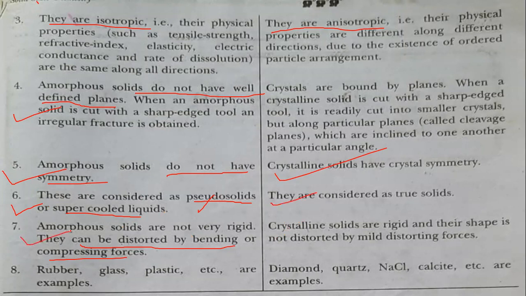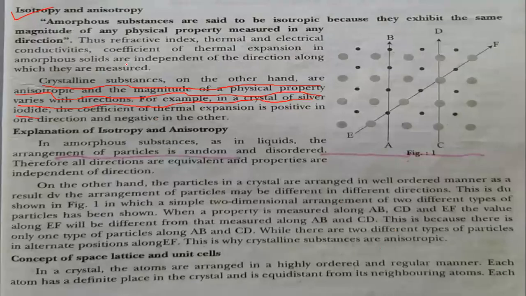Amorphous solids are not very rigid. They can be distorted by bending or compressing forces. Crystalline solids are rigid and their shape is not distorted by mild distorting forces. A few examples of amorphous solids are glass, rubber, plastic, etc. Among crystalline solids, there are diamond, quartz, and the salt that we eat in day-to-day life. Calcite and other examples are there as well.